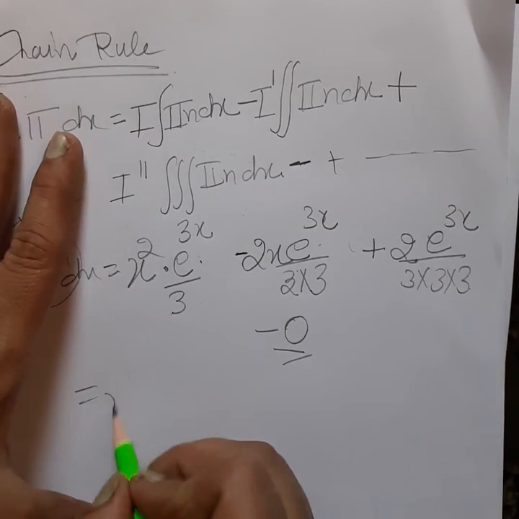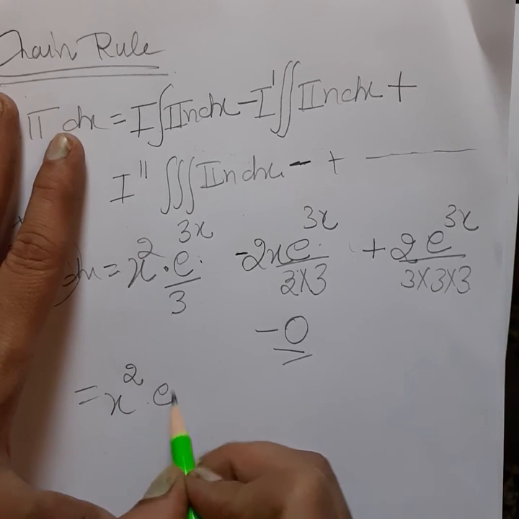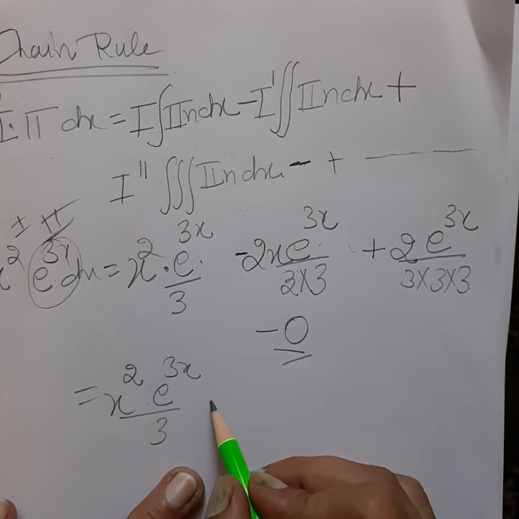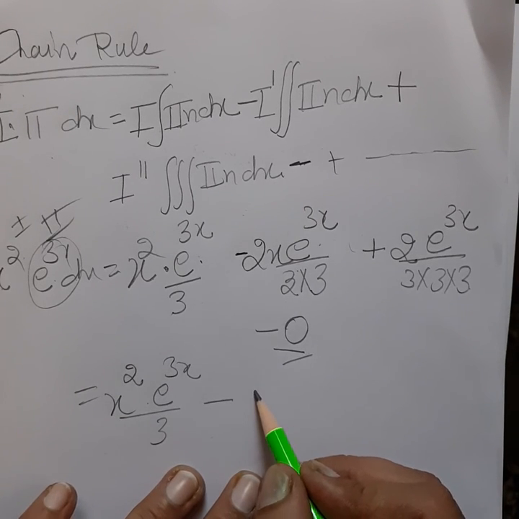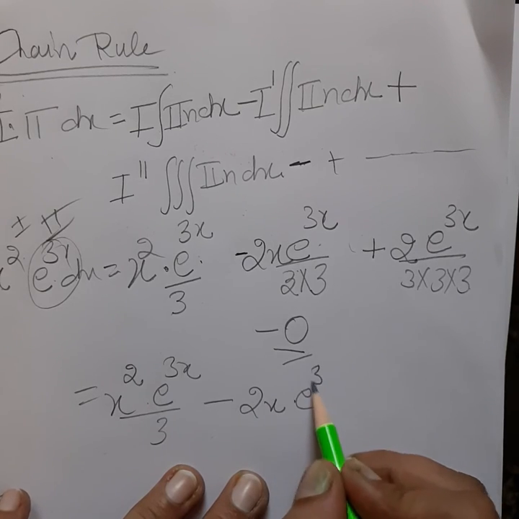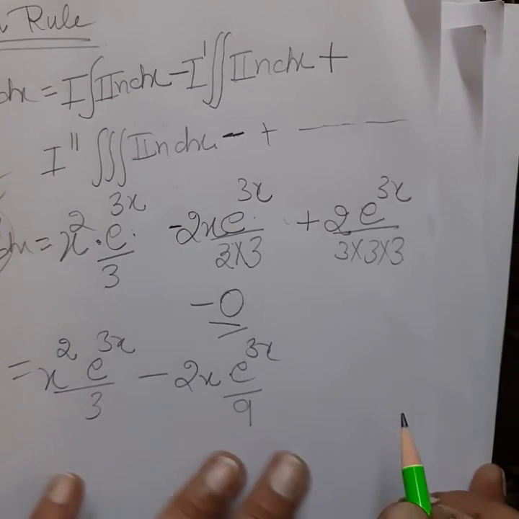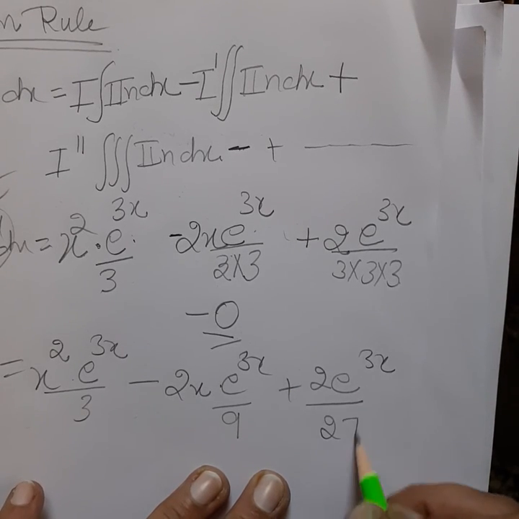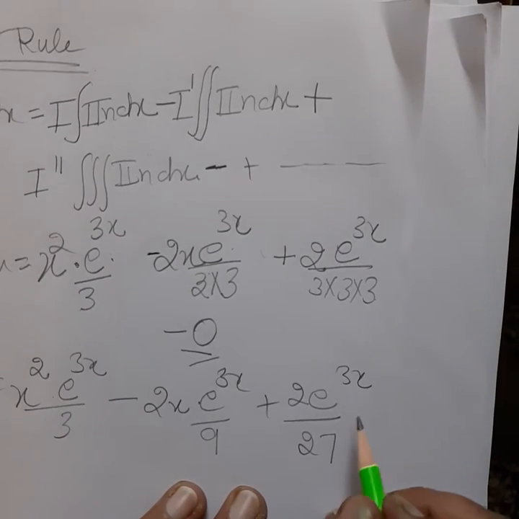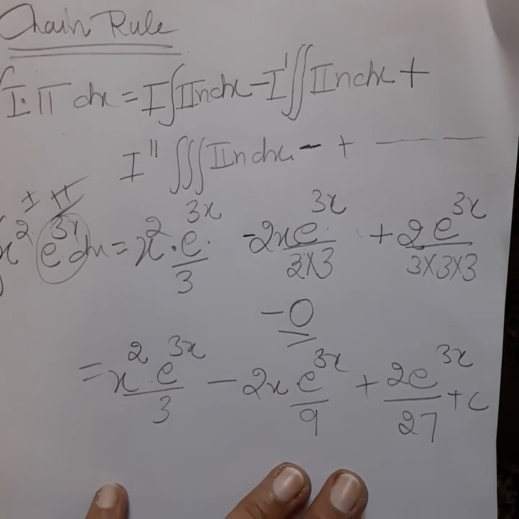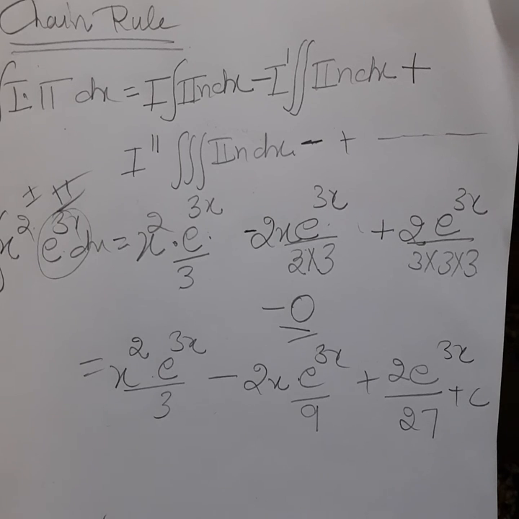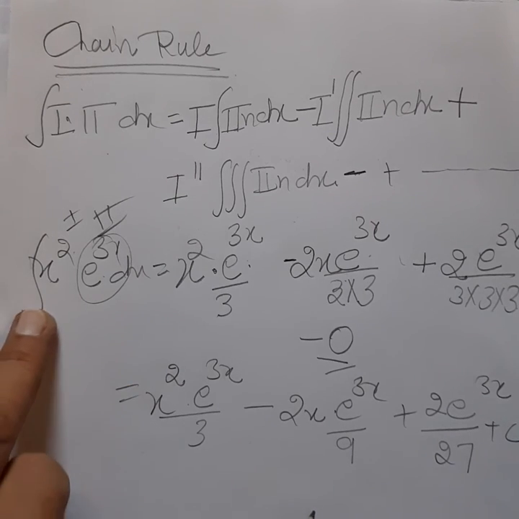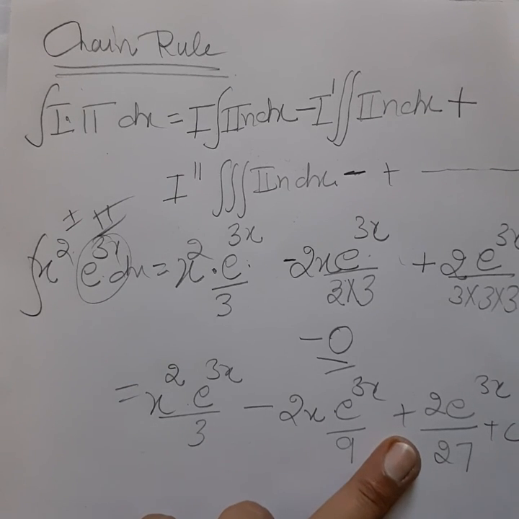So we have the answer: x square e to the power 3x upon 3, and we write here minus 2x e to the power 3x upon 9, and plus 2 e to the power 3x upon 27. Okay, so this is our answer by chain rule. And if you have the limits, in the same way as we put in the previous question, you can put the limits and get your answer.